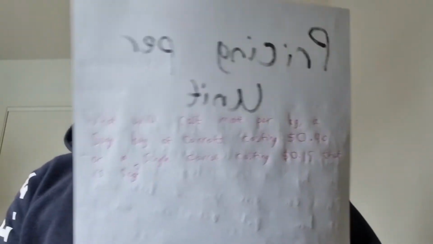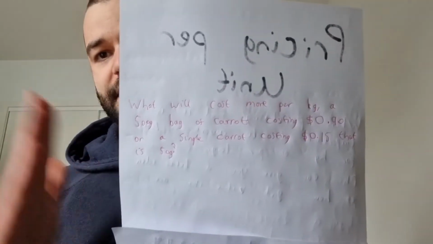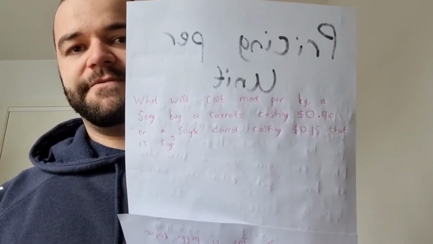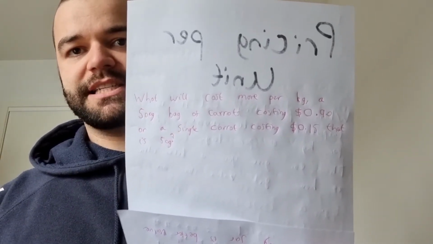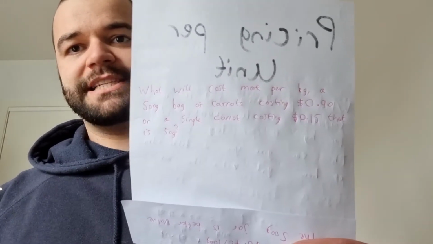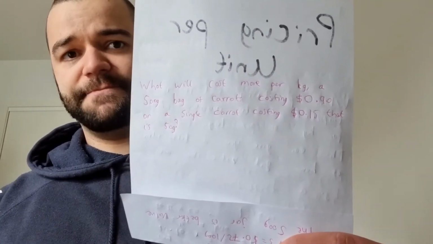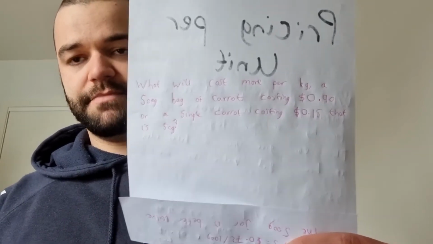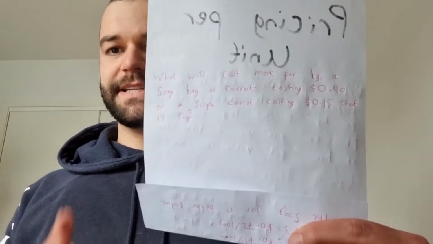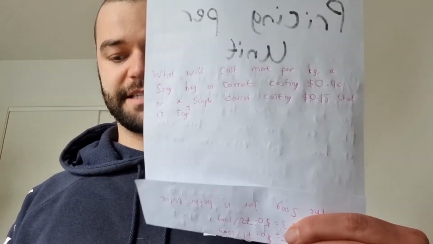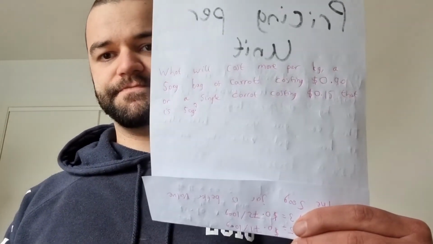And likewise, we also want to be able to convert food into price per kilogram as well, where we need to make the number bigger. So again, I've got an example here of a 500 gram bag of carrots that costs 90 cents each, or a single carrot that weighs 50 grams costing 15 cents, okay? So again, give you a chance to pause this. We want to get this into price per kilogram this time. As a reminder, there are 1,000 grams in a kilogram.